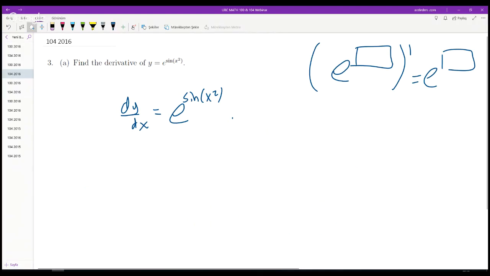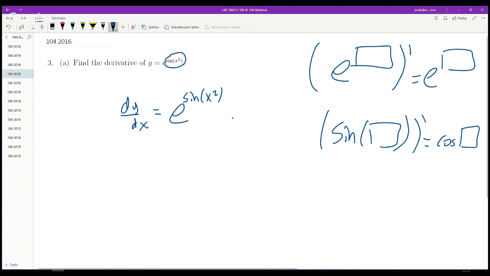Then go through with the power. So then the next one is sin x squared. Ask yourself, what is the derivative of sin something? The answer is cos that something. Cos x squared. Now, what's next?